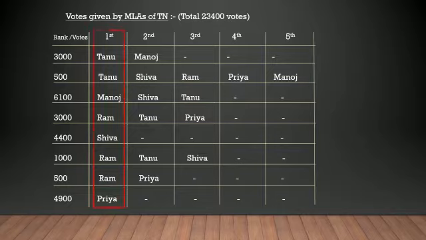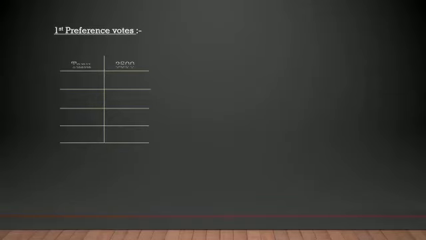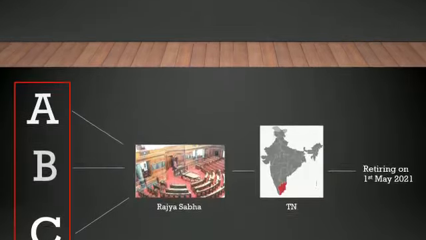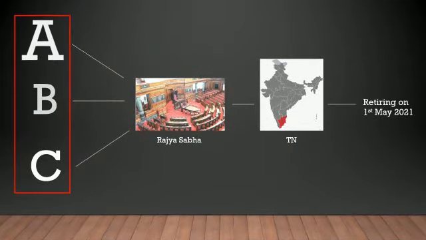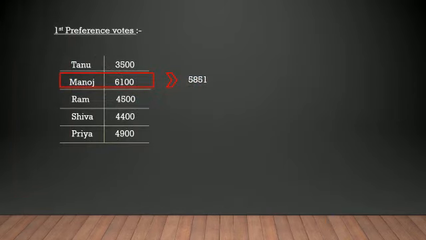Now, let's consider the first preference votes. Tanu 3,500 votes, Manoj 6,100 votes, Ram 4,500 votes, Shiva 4,400 votes, Priya 4,900 votes. Manoj has secured votes more than the quota, so he will surely win one seat. None of the others have reached the quota.